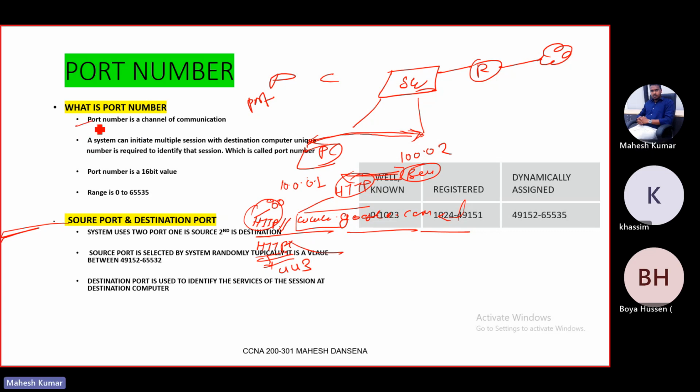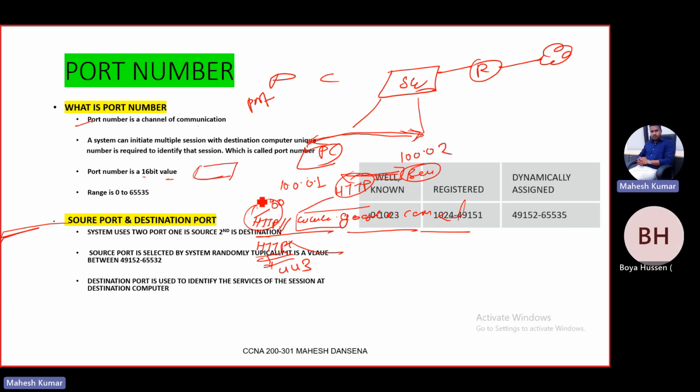So the port number is a channel of communication. A system can initiate multiple sessions with a destination computer. A unique number is required to identify that session, which is called the port number. The port number is a 16-bit value. What is a bit, a byte, a KB, an MB, I will discuss later. Just remember that the size of the port number, like HTTP or 443, is 16 bits. How that is calculated, later. The range starts from 0 to 65,535.